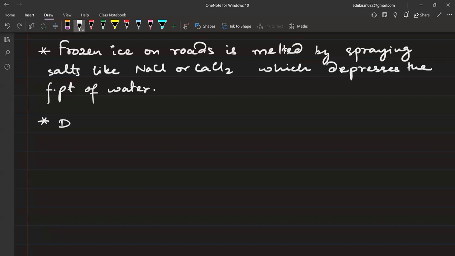Next is de-icing of aeroplanes. Okay. So there is one colligative property that is remaining, which is osmotic pressure. Then we have the last topic, that is abnormal molar mass.